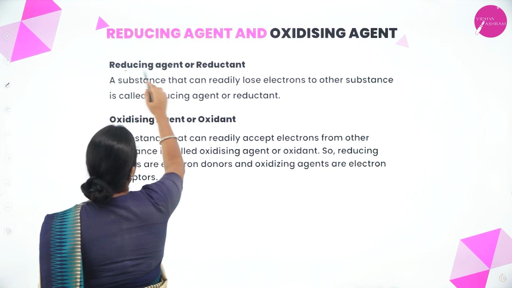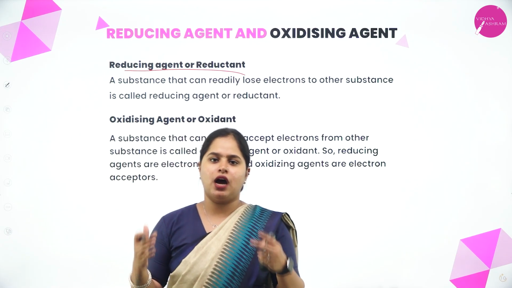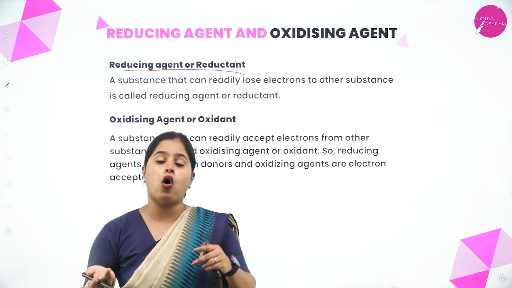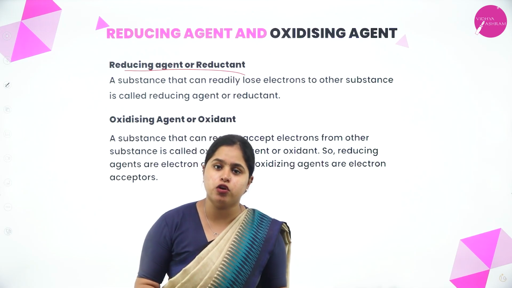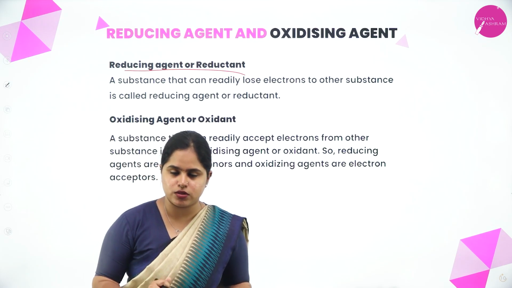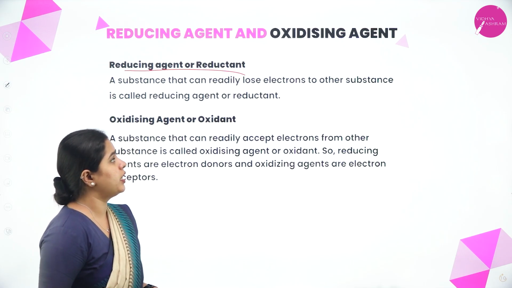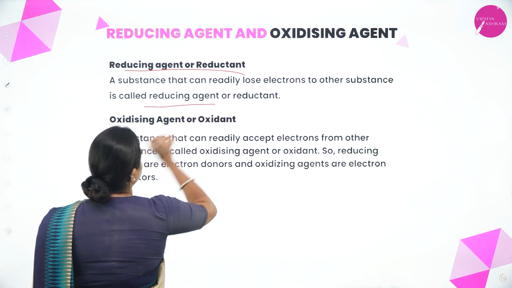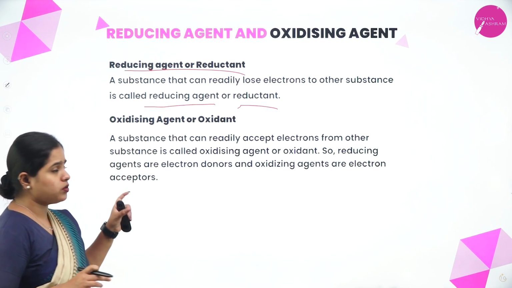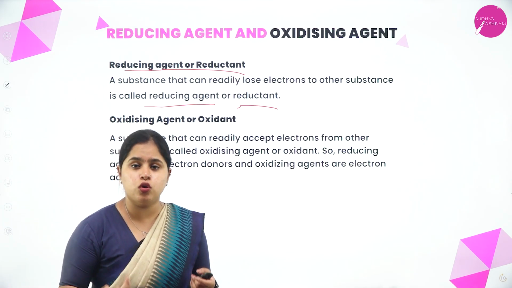Now let's understand what is reducing agent and oxidizing agent. So you understood in terms of oxygen, hydrogen, electrons, what is oxidation and reduction. Now we are going to study a new term, what is oxidizing agent and reducing agent. So it's not the same as oxidation and reduction. This is oxidizing agent and reducing agent. So let's begin with the first one, reducing agent. A substance that can readily lose electrons to another substance is called a reducing agent or reductant. So another name for reducing agent is reductant. Those reducing agents or reductants are substances that can easily lose electrons. They are ready to lose electrons.